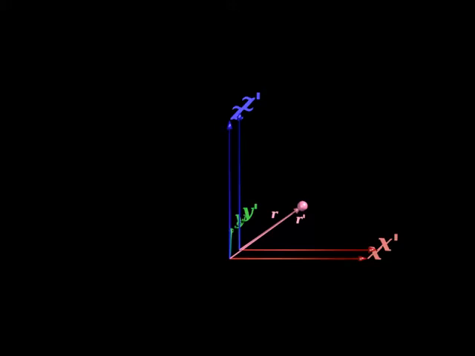So R and R prime, each of them is the displacement of the particle from the origin. R is from the origin of the unprimed frame, and R prime is from the origin of the primed frame. And in a moment, I'll start them rolling. These are both inertial frames. So what that means is that the primed frame is moving at a constant velocity with respect to the unprimed frame. And I am going to make this particle at rest in the unprimed frame.